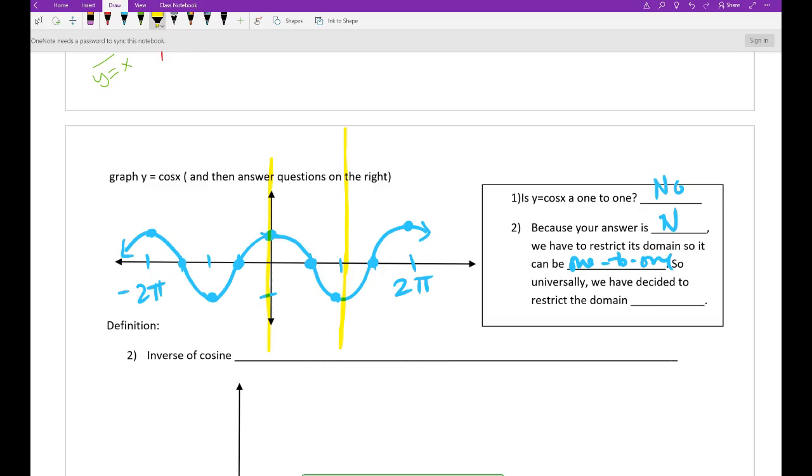Is that 1-to-1 first? Another one is more like the sine one. So would you say pi to 2 pi is okay too? Yeah. So yes, any one of those can be okay, except universally they agreed to 0 to pi. Why is that, by the way? Why did they pick 0 to pi? It's just closest to the origin. Closest to the origin. And also, the number 0 is so nice. Why?